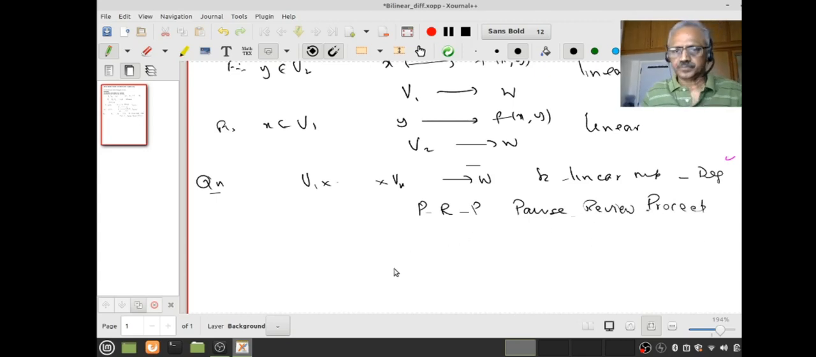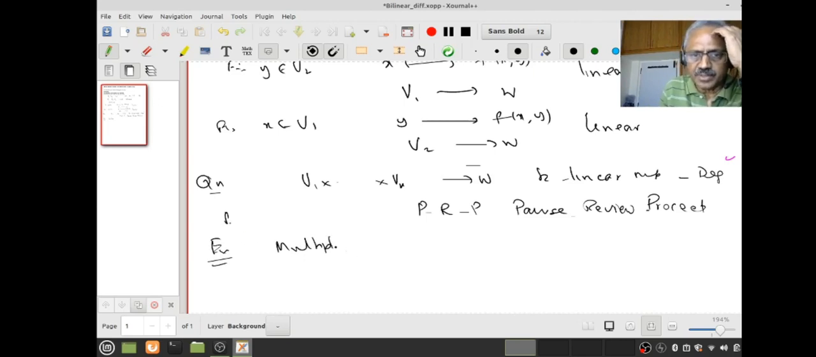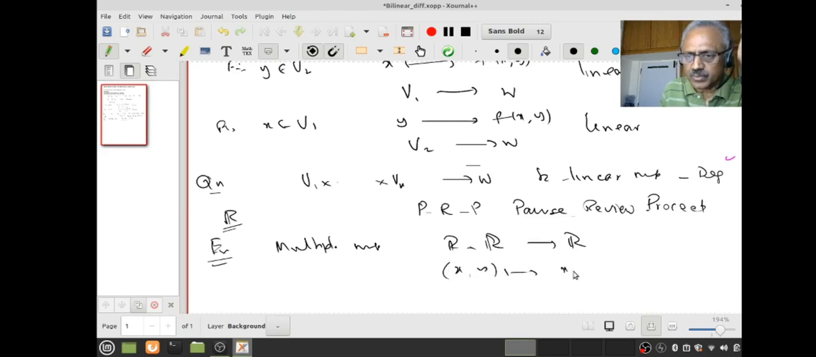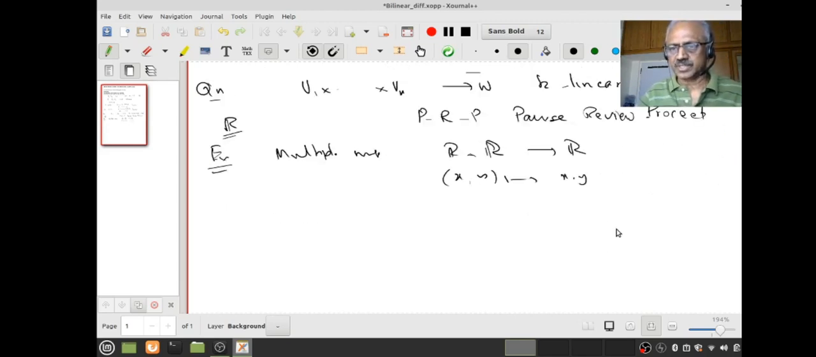Now naturally I would like to have some examples. The simplest example is the multiplication map on R. Hereafter we will take the field to be R, and we will be dealing with finite dimensional vector spaces over R. Consider the multiplication map from R cross R to R. So V1 equals V2 equals R, and W equals R. The map takes (x, y) to x times y. This is a bilinear map. That is what your distributive law actually says, and of course the associative law also.